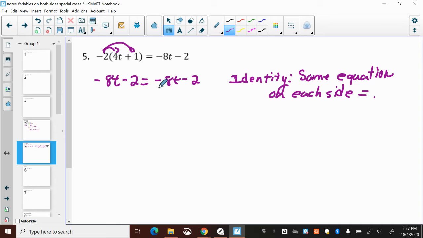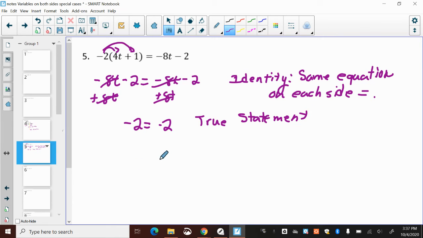If I were to try to solve this, I would say, okay, let me move my variables. And I would say, okay, the opposite of a minus is a plus. You do to the right, you do to the left. And you wind up with minus 2 is equal to minus 2. So even if you don't see the identity here and you get to a true statement like this, your answer is infinite solutions. That means there are just infinite number of solutions available. Because basically you're setting the same equation equal to each other.